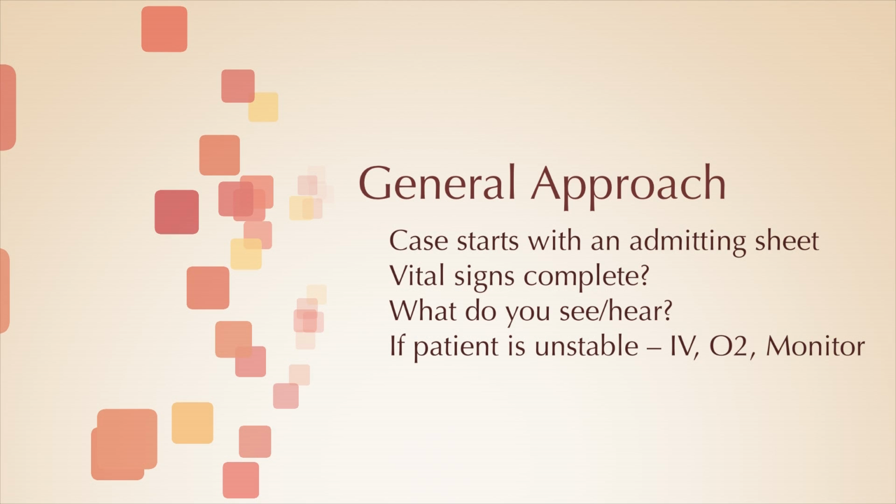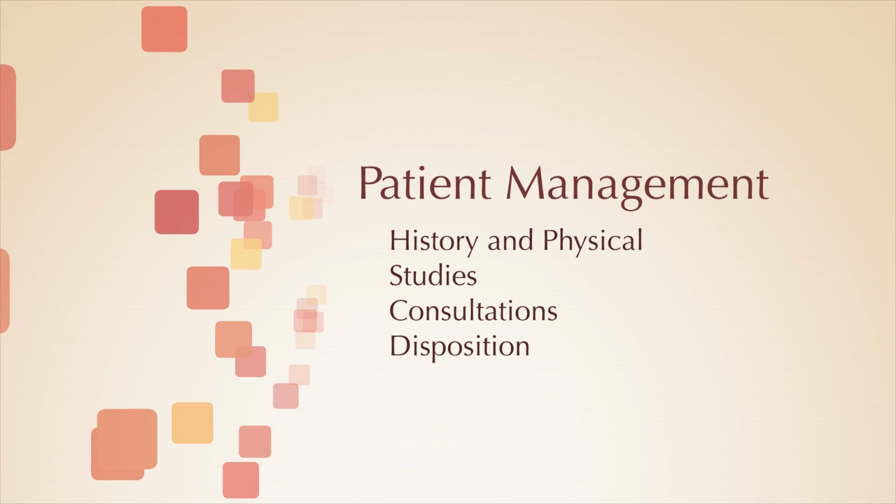The first step is to ask the examiner what it is that you see and hear when you walk into the room. This will set up the rest of the encounter. If the patient is unstable, then you can start by placing the patient on IV, O2, and monitor. If they have any kind of neurologic deficits, you can check their blood glucose level. In essence, asking what you see and hear when you walk into the room is the most important step of the exam. As the case progresses, you will obtain a thorough history and physical exam on the patient, either after stabilizing the patient or during the initial encounter.